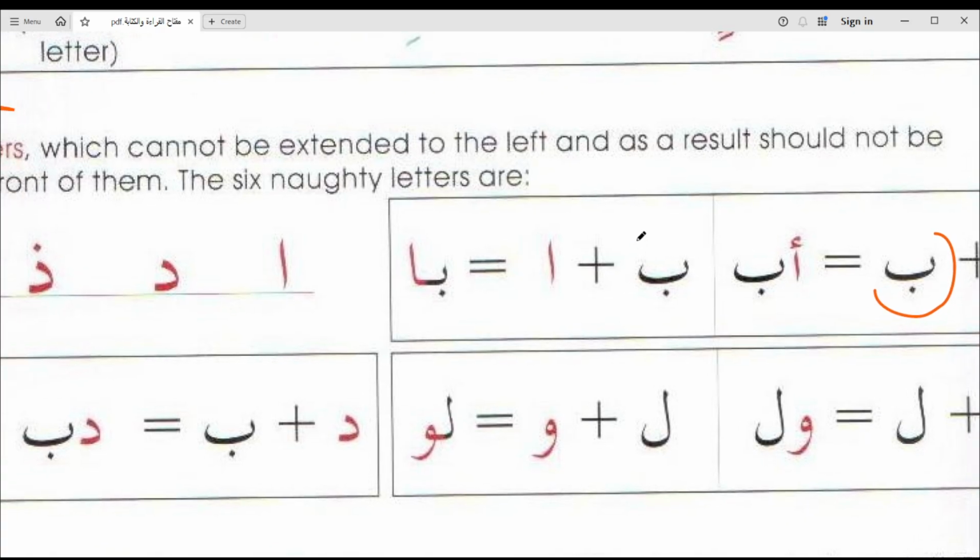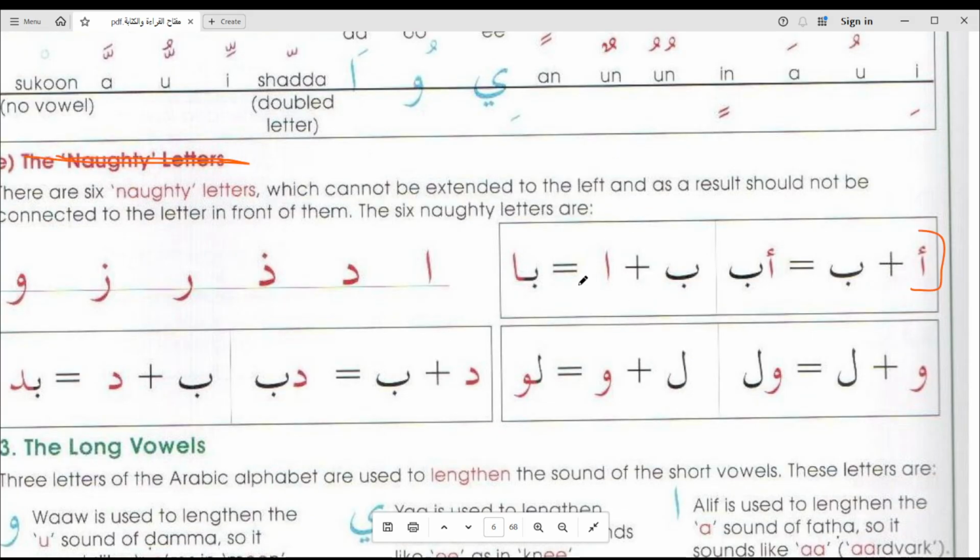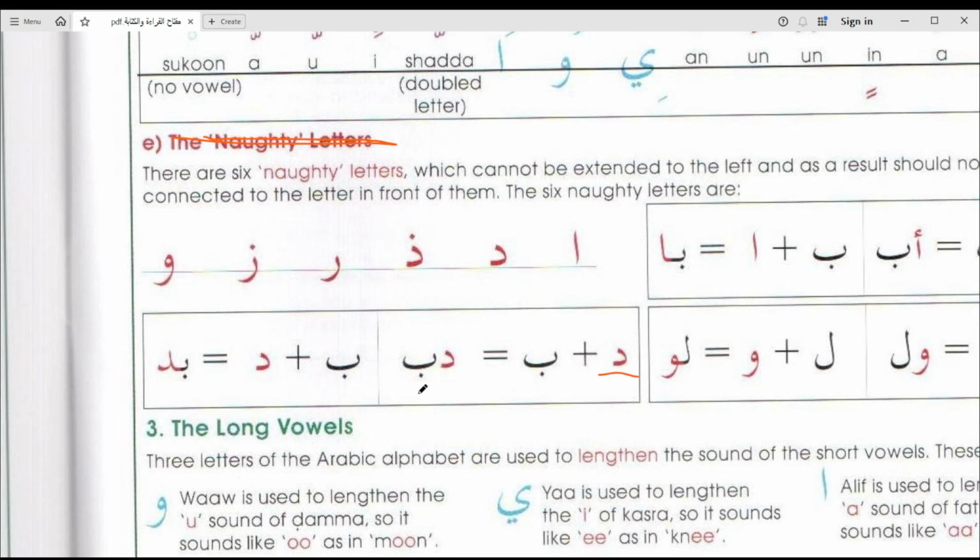But if the Ba came first and after it came Alif, since we write from right to left, as I told you, it's going to be Ba plus Alif. It's going to be like this, so simple. Because Alif can be connected from the right. Same thing goes with Waw. Same thing goes with Dal. Same thing goes with all of these 6 orphaned letters.